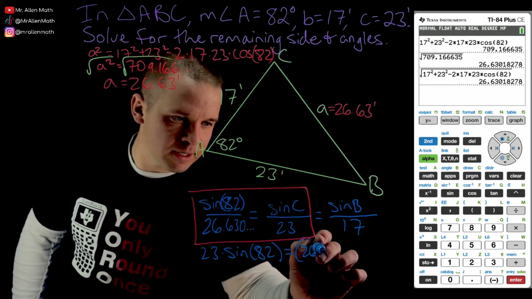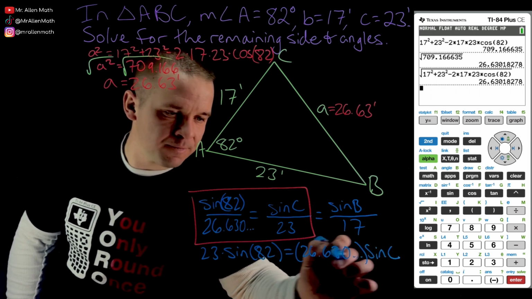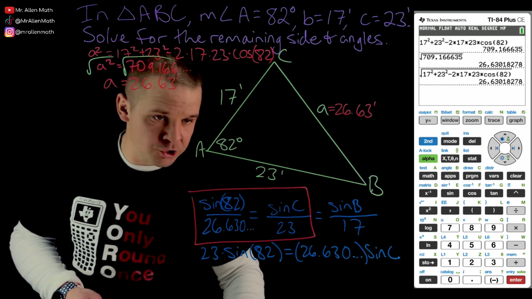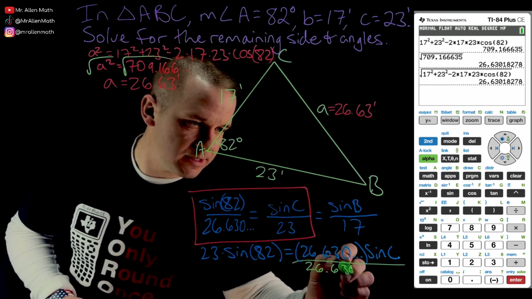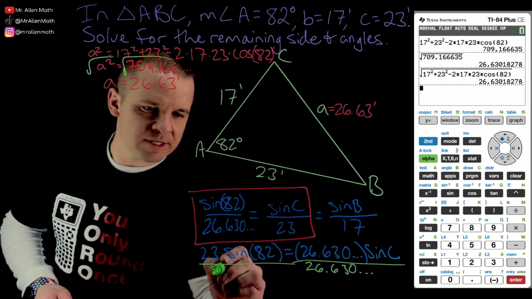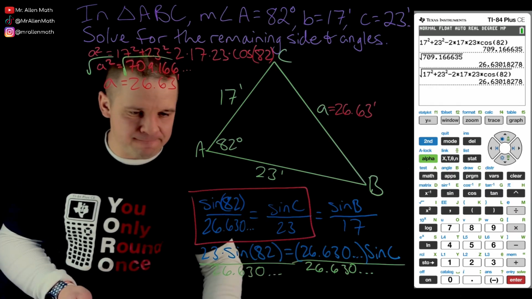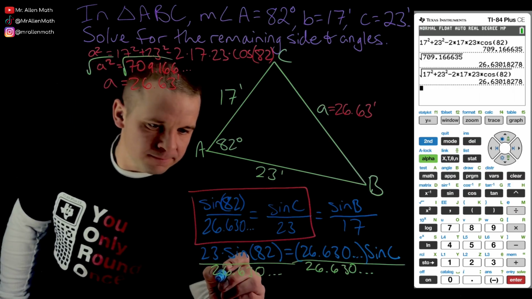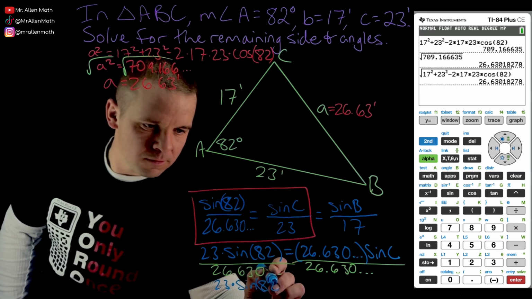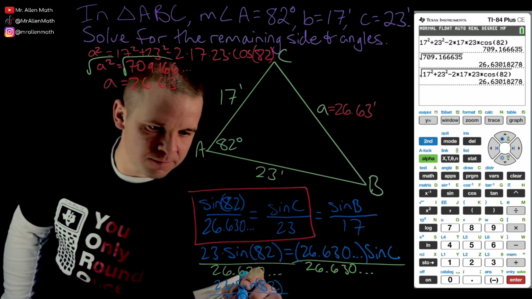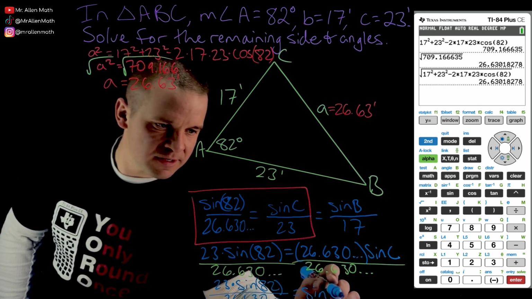So 26.630 and change times the sine of C. I'll divide by that. Let's show that with some colors that pop. Divide by 26.630 and change. And now, here's what we got. We have the 23 times sine of 82 over that mess, 26.630 and change, equals sine of C.